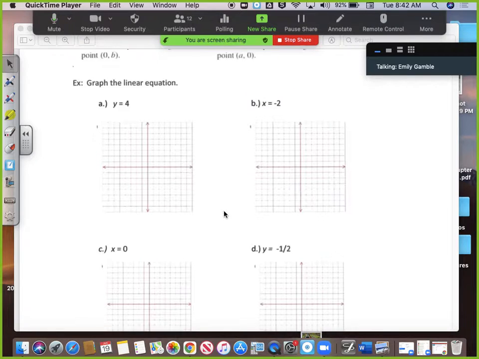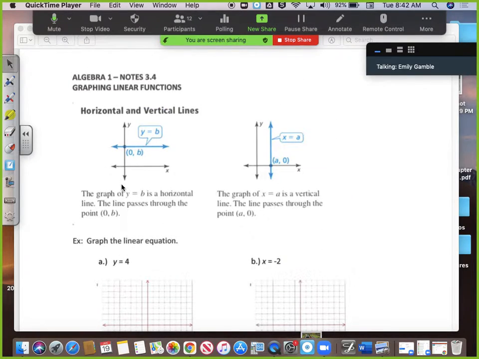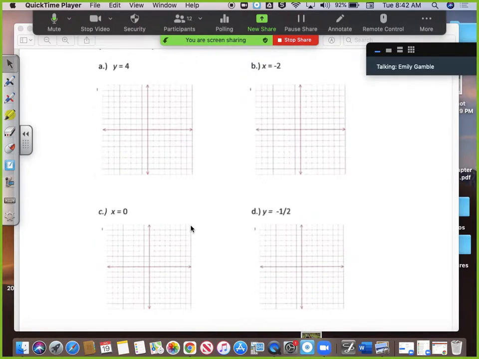So what I want you guys to do is use these explanations here again and your previous knowledge. We just took a quiz on this on Thursday. Graph these 4 equations. I'll give you a couple minutes and then we'll go over them. The graphs are kind of confusing with the weird lines. In each graph, these lines are your y-axis and this line is your x-axis.